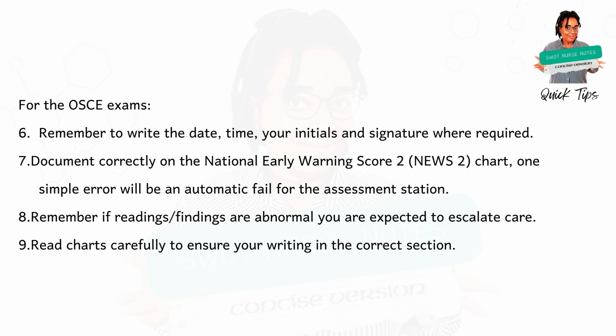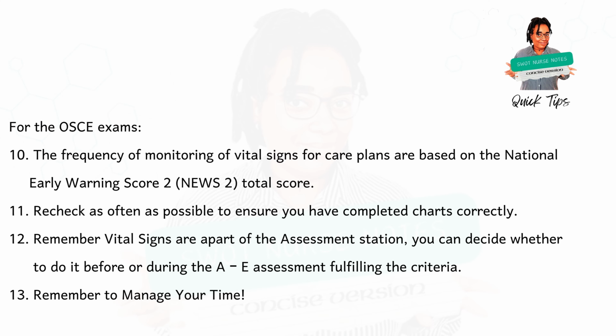One simple error will be an automatic fail for the assessment station. Remember, if readings or findings are abnormal, you are expected to escalate care. Read charts carefully to ensure you're writing in the correct section. The frequency of monitoring of vital signs for care plans is based on the National Early Warning Score 2 total score. Recheck as often as possible to ensure you have completed charts correctly.